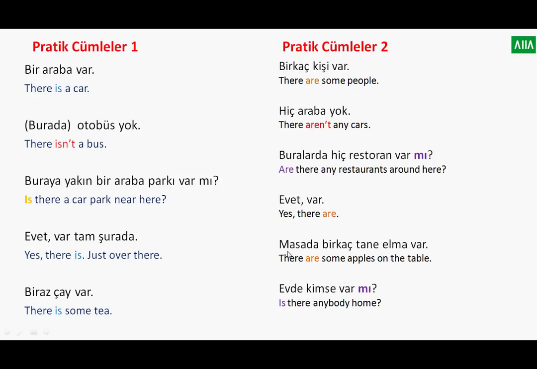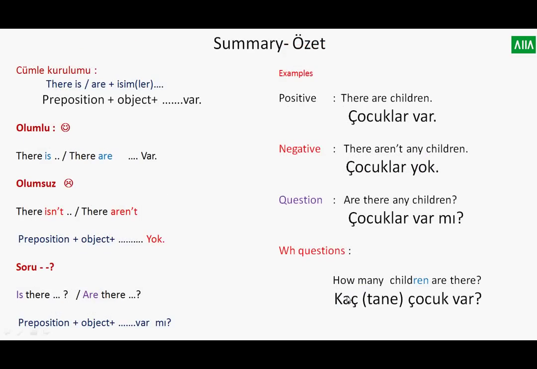So here, masada birkaç tane elma var. Evde kimse var mı? All right, now before I finalize my lesson here, this is the summary part of there is and there are. I hope it's a helpful lesson for you.